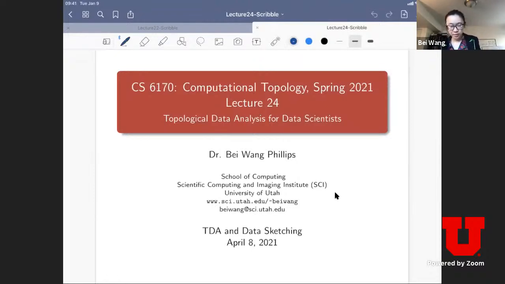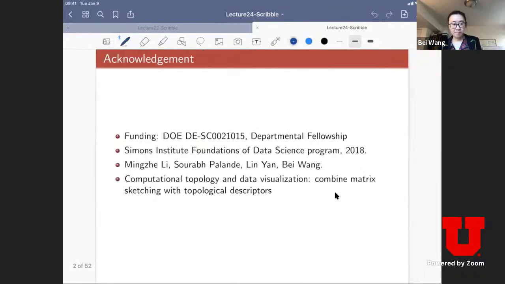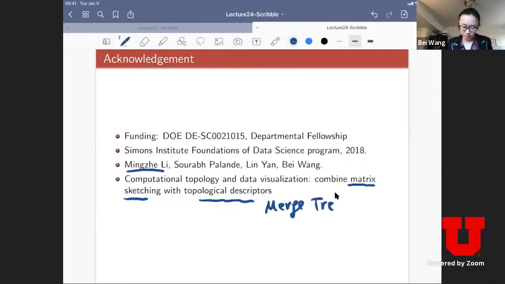So today, what we're going to look at is a connection between topological data analysis and data sketching. It's a very recent project, led by one of your fellow classmates, Minja, who's here, and two of my other PhD students. The main idea is, can you combine data sketching, in this specific case called matrix sketching, with topological descriptors? In this case, the topological descriptors are what I call merge trees.